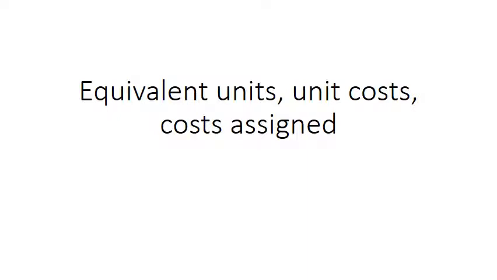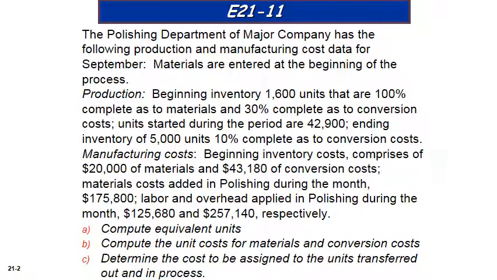This recording is for material in Chapter 1, so we're going to do an example where we calculate equivalent units, then calculate per unit cost, and then do the cost assignment calculations. This is actually one that we did in class. I'm just redoing it because we did it right before the last exam, and I know a lot of people weren't paying attention. So the polishing department of the major company has the following production and manufacturing cost data.